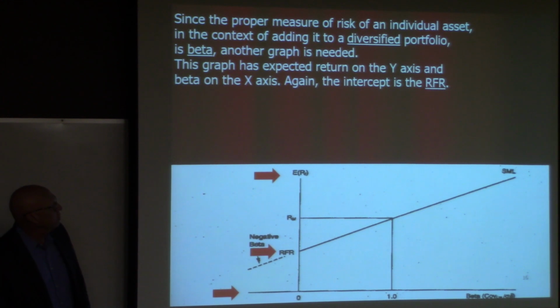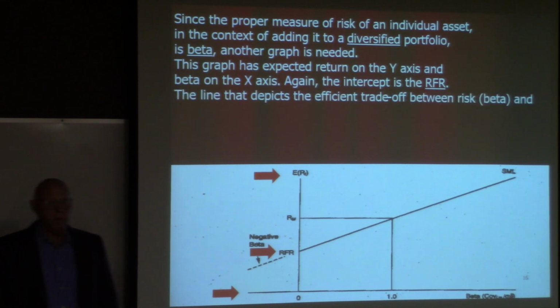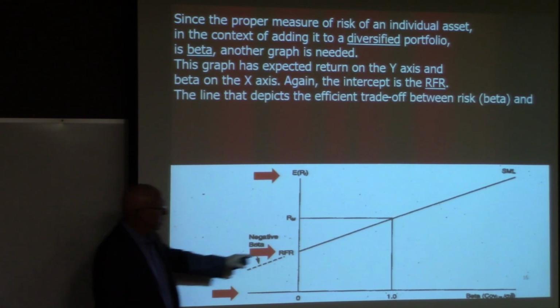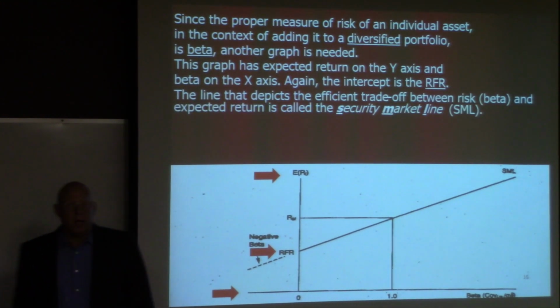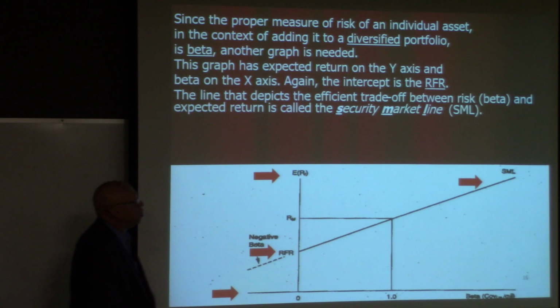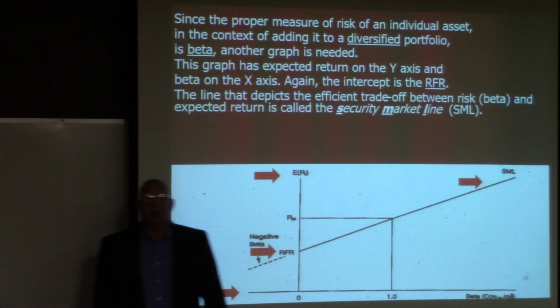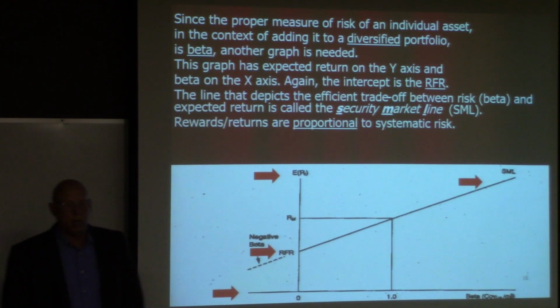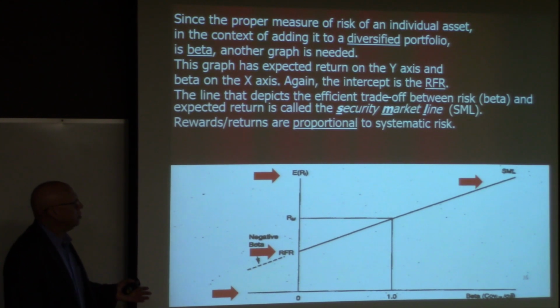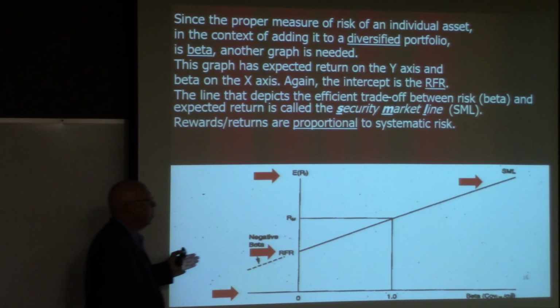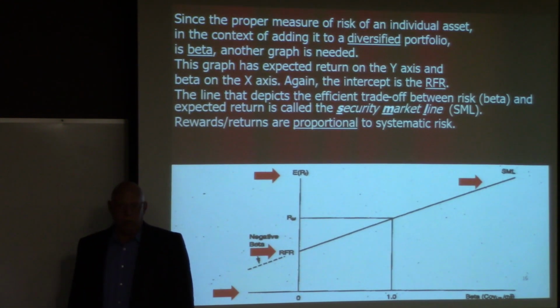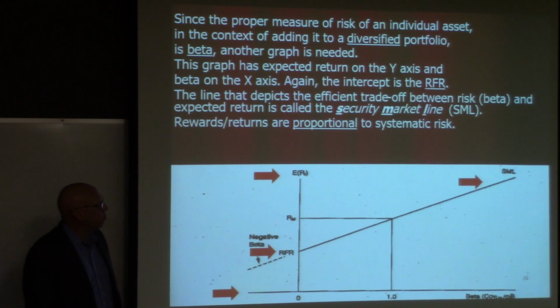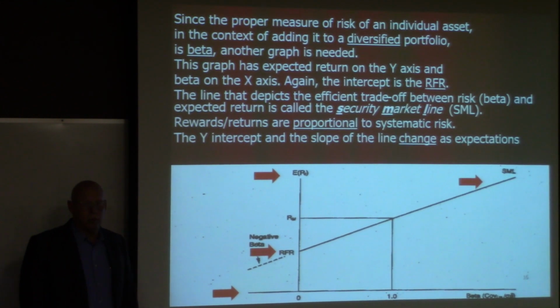So there we have the labels for our new graph. This line depicts the relationship between expected return and beta. This line is called the security market line, the SML. What this tells us is that returns are proportional to the amount of risk that is taken. So this reflects the market price of systematic risk.